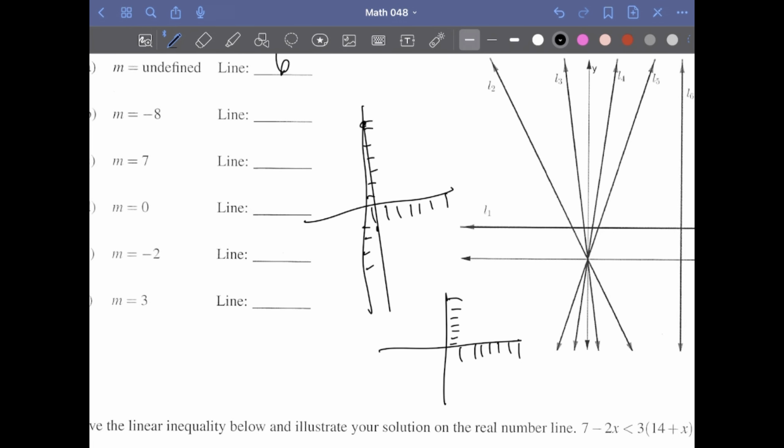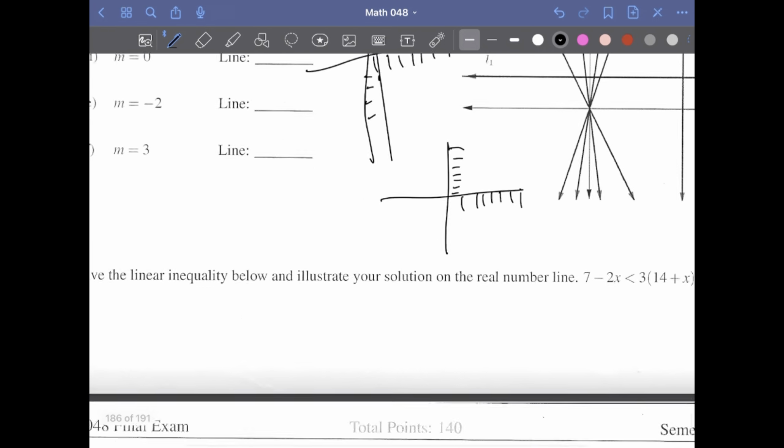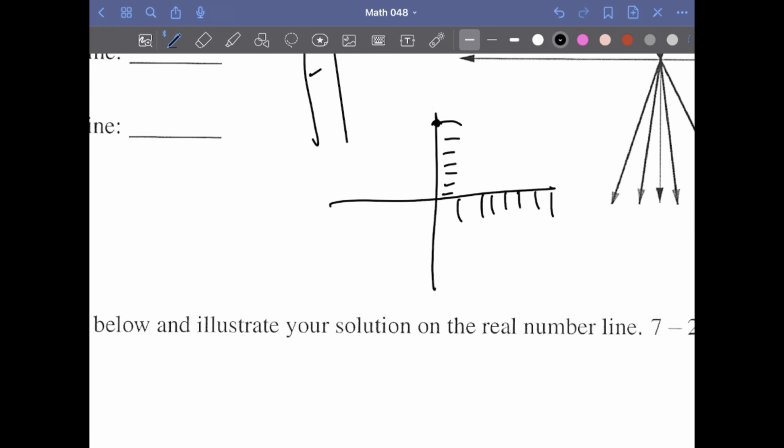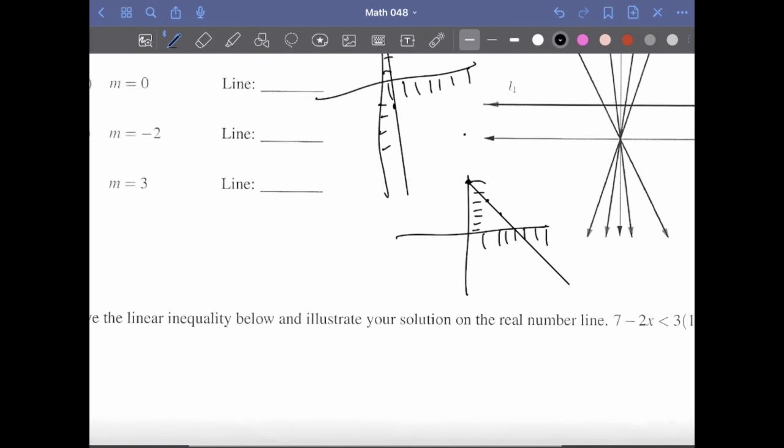Now let's do 2. M is negative 2. So plot here, and then we're going to go down 2 and over once. 1, 2, and over once. We'll mark it there. So mark here. Let's go down 2 and over once. 1, 2, and over once right here. See how wide that is?